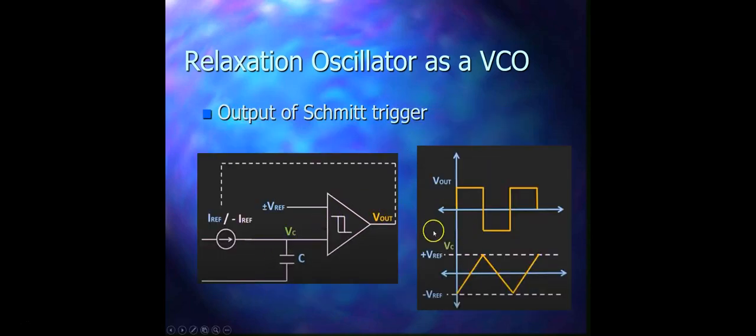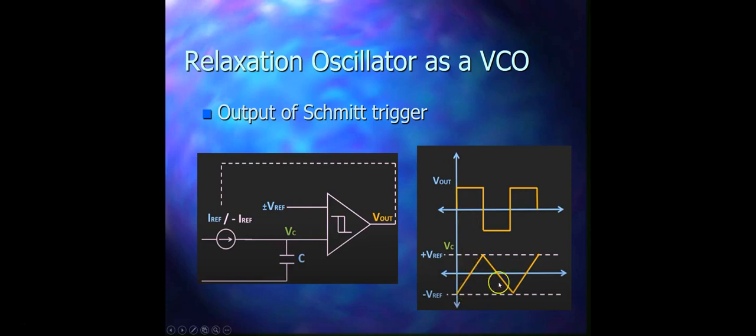So here you see that the output voltage waveform is given, and this waveform represents the VC, which is the capacitor voltage here. So when this VC reaches the V reference, then what will happen? There will be a change in the polarity of the V reference as well as in the direction in which this capacitor charges. So the polarity will change when this reaches the V reference.